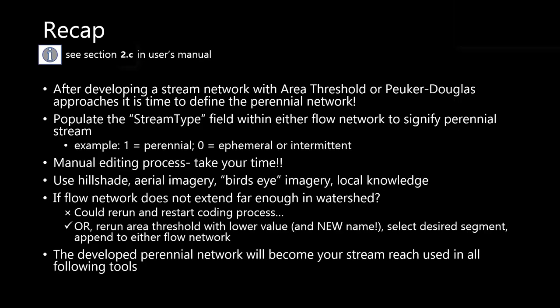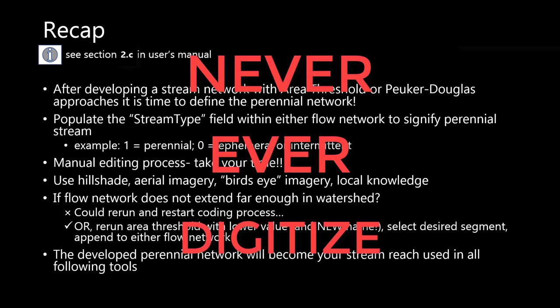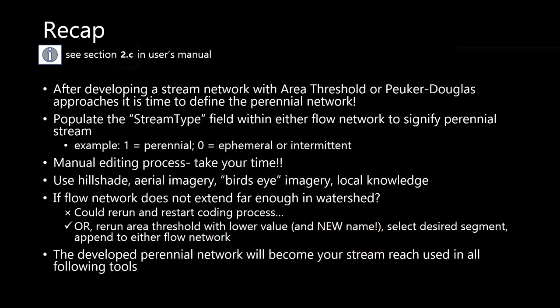Here's a brief recap of everything we just did in the video. I would like to reiterate one last time that you should never, ever digitize your flow network. It will not match up to your flow direction raster, and therefore future tools will not run correctly. They will not run at all. If you need to extend your network further up, either rerun the area threshold, saving the output using a different name, and then append that value to your original area flow network, or just rerun and restart the coding process, although that's probably not the method that you should choose.